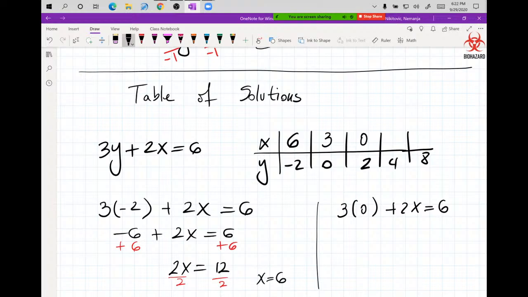Is the next one -3? Yes. And without solving, can you tell me what the last number is? -6. Perfect. It's always a pattern.